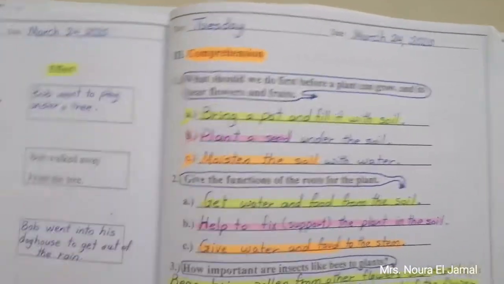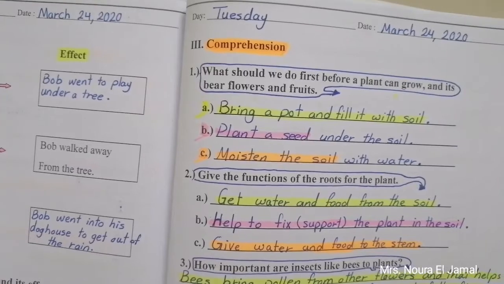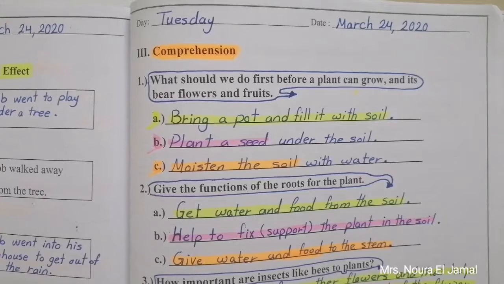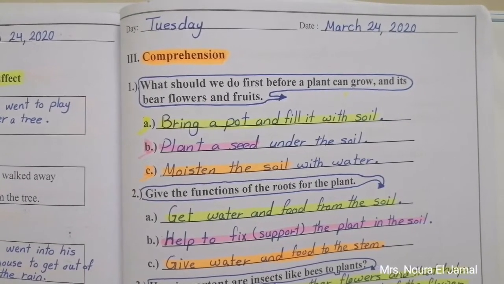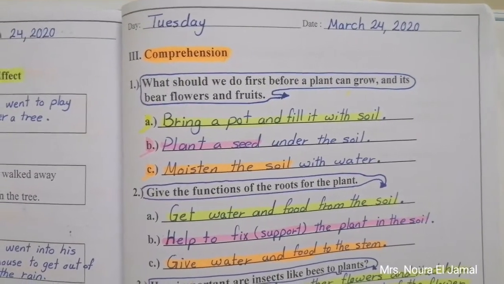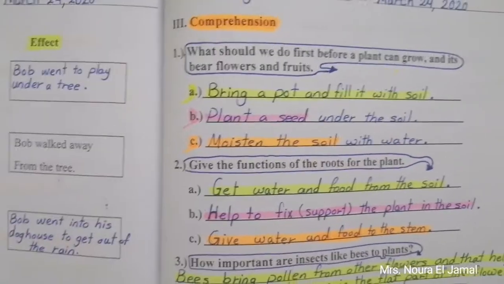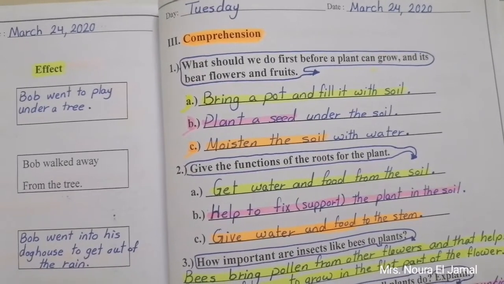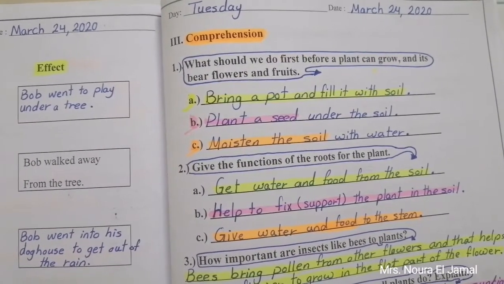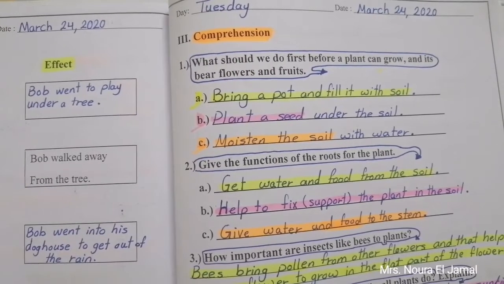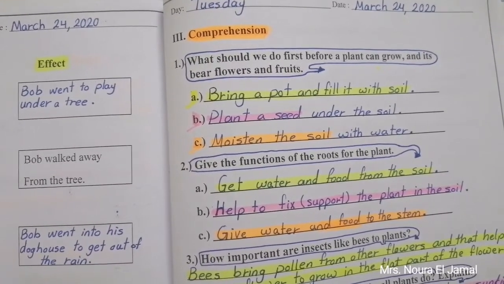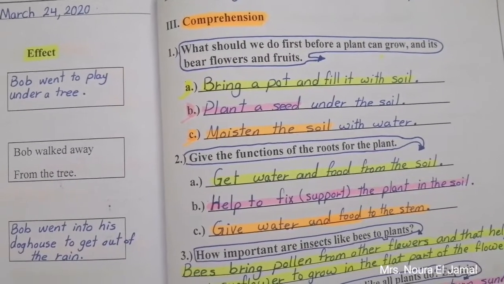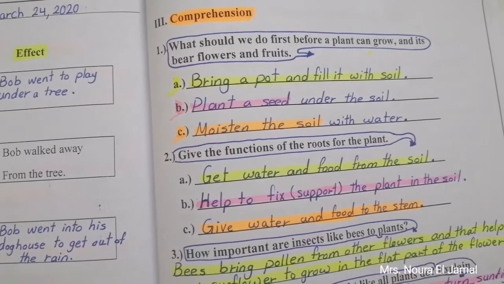Tuesday, March 24, 2020. Comprehension. Number 1. What should we do first before a plant can grow and it bears flowers and fruits? Letter A, bring a pot and fill it with soil, as I explained on the board and in the book. Letter B, plant a seed under the soil. Letter C, moisten the soil with water. It means that I water the plant.